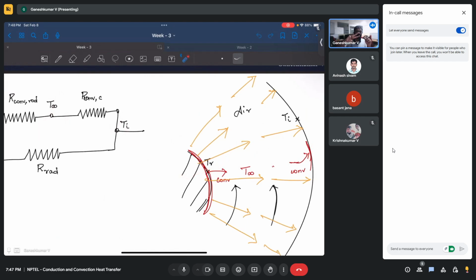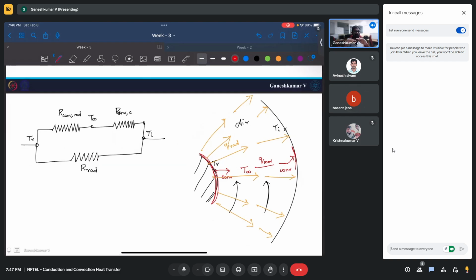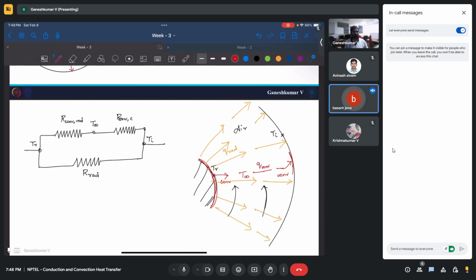So there are two pathways. This is the q radiation pathway, and the other is the q convection pathway. And the convection is actually divided into two more series resistances. Is that clear now? There are two Qs going. One is Q radiation going out, one is Q convection going out. So you should always see from the surface: from the surface, what are the two pathways the heat can go out?